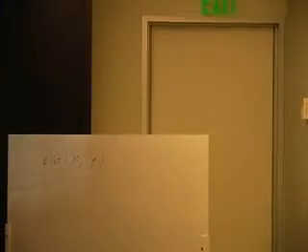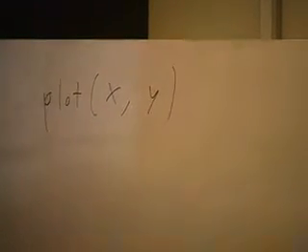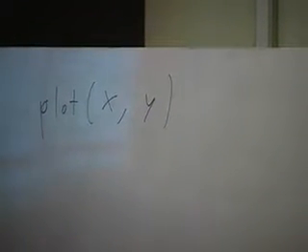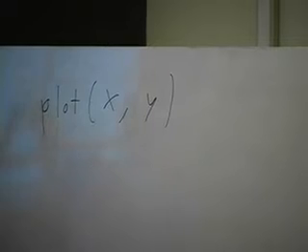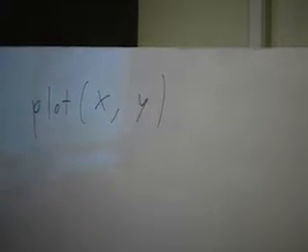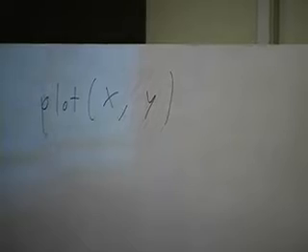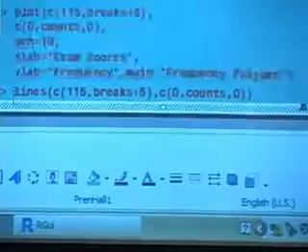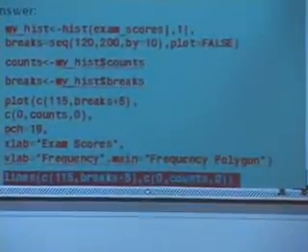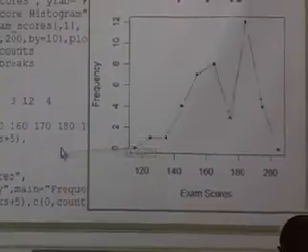My x values are 115, comma, breaks plus 5. So that would be 115, 125, 135, et cetera. And then the y values are the counts, but I added a 0 at either end because I like to make the frequency polygon go back down to 0. And then the only other thing left is to connect those points with lines. And so I did that by calling the lines command here. And then it makes my polygon have lines on it.